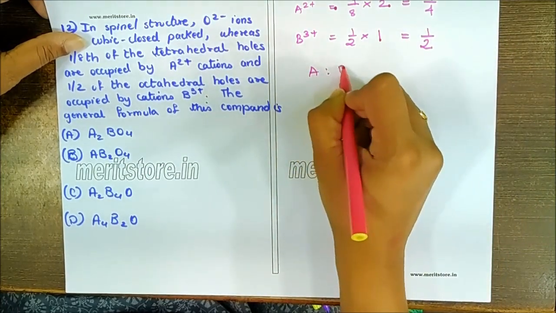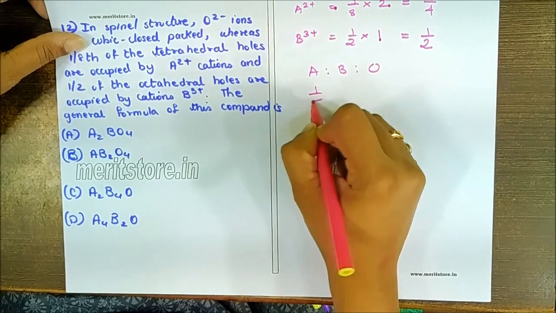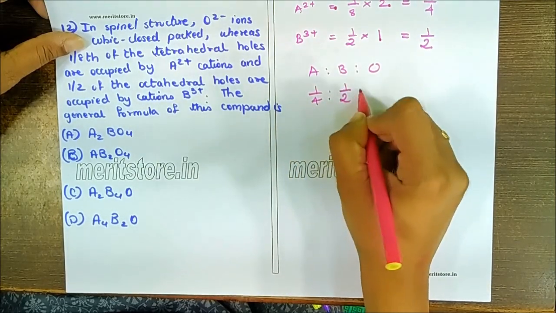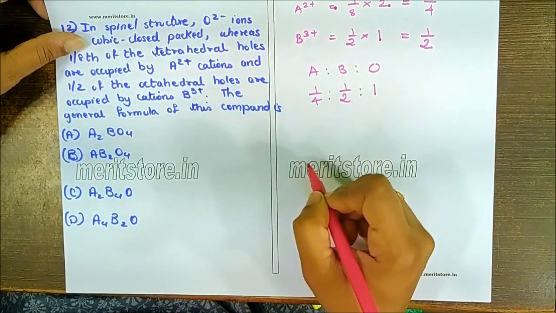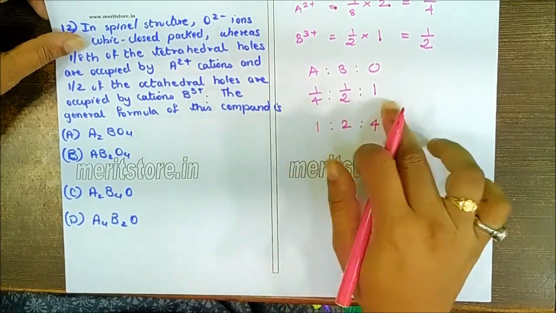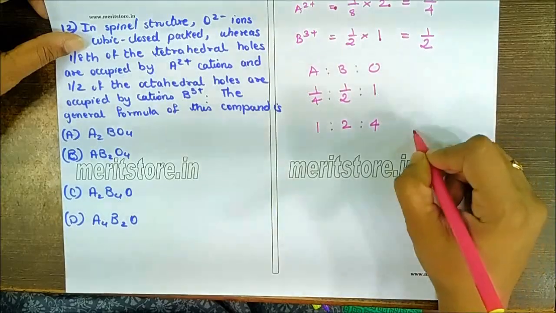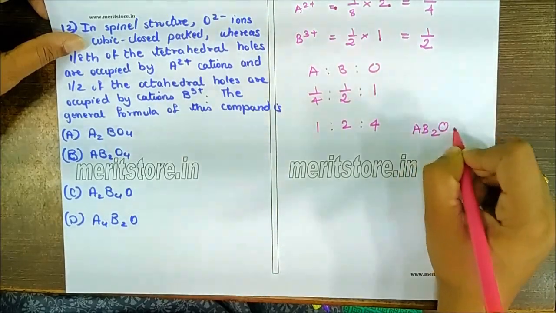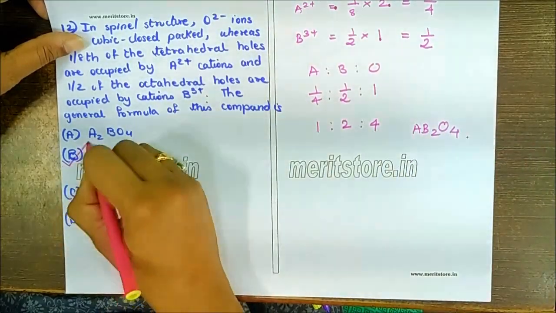So A to B to O: A is 1 by 4, B is 1 by 2, compared to 1 atom of O. So this is 1 to 2 to 4, as I have multiplied the entire ratio by 4. So the formula is AB2O4. So the answer is B.